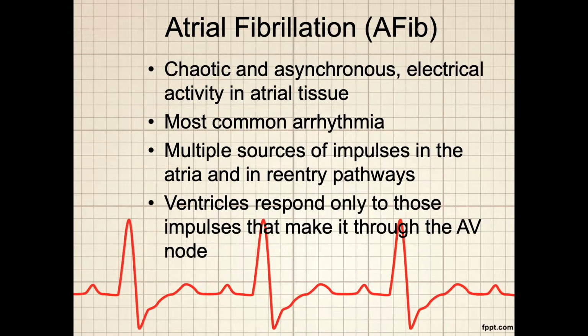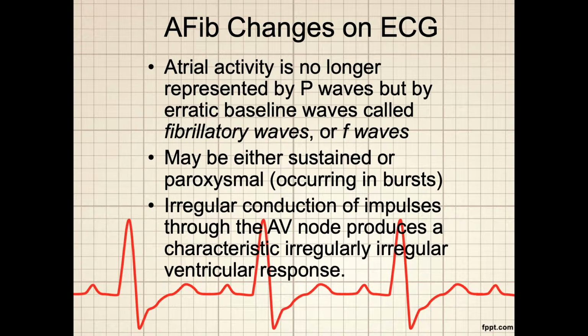In AFib, there are multiple sources of impulses in the atria and in the re-entry pathways that are all striving to be the pacemaker of the heart. The ventricles respond only to those impulses that make it through the AV node, similar to the mechanism described for atrial flutter. When you review this rhythm on your monitor or graph paper, you will find that atrial activity is no longer represented by P waves, but instead by erratic baseline waves called fibrillatory waves or F waves.